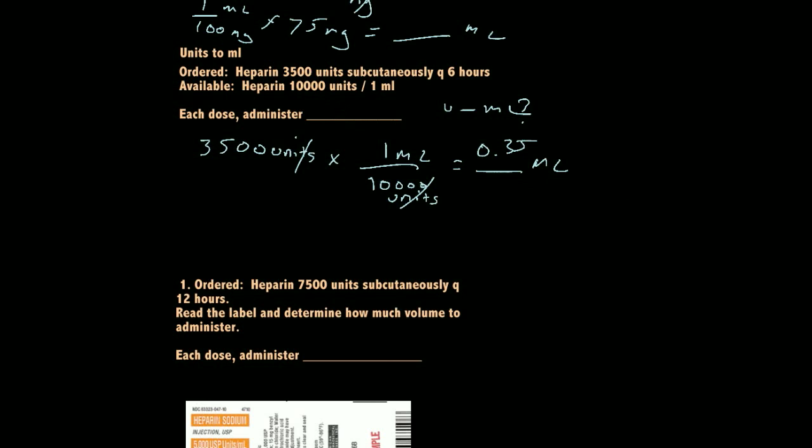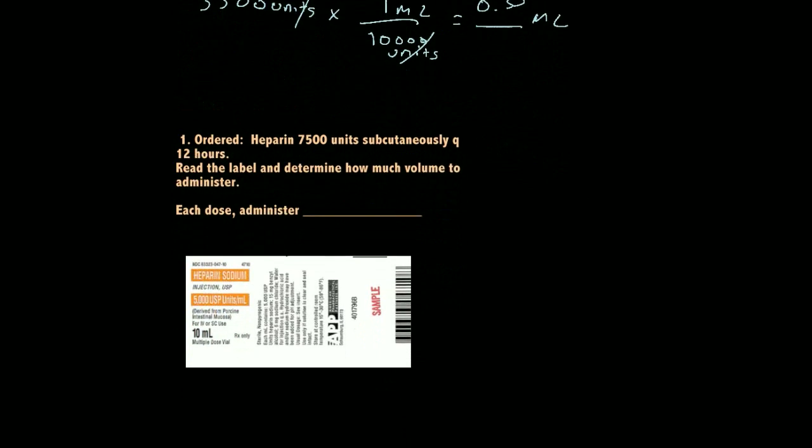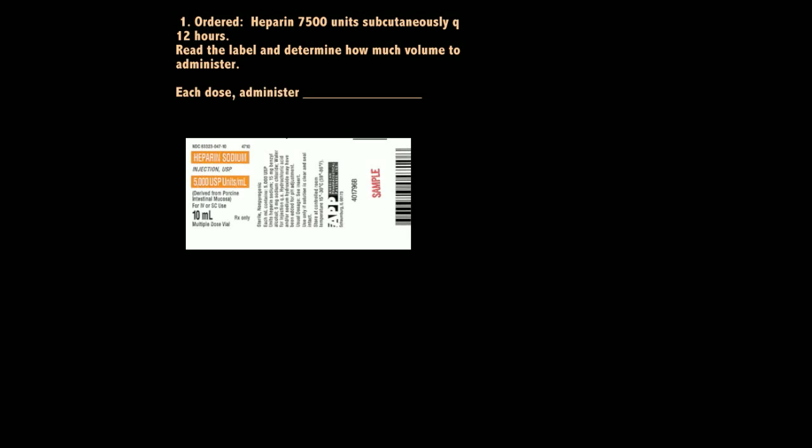Where it gets tricky is when they give you one that's like this, and you've got to look at the label and read the label and figure it out that way. So this is how you decipher this. All right, doc says give this guy 7,500 units of heparin.